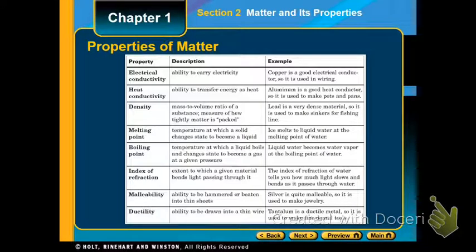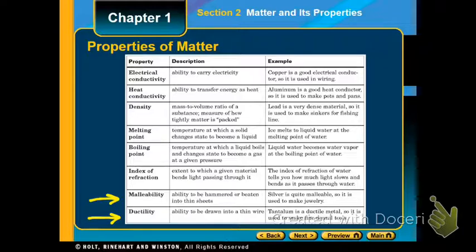So as we're looking at this right here, and it's giving you a description and example, two more that I want to bring your attention to are going to be malleability and ductility. We use those words often whenever we're talking about different metals, but malleability, ability to be hammered or beaten into thin sheets. So I'm thinking of aluminum foil. You'll probably have some of that at home. And then ductility, ability to be drawn into a thin wire. My example there is you're probably used to seeing copper wire. That's what we use to run electricity in our homes.